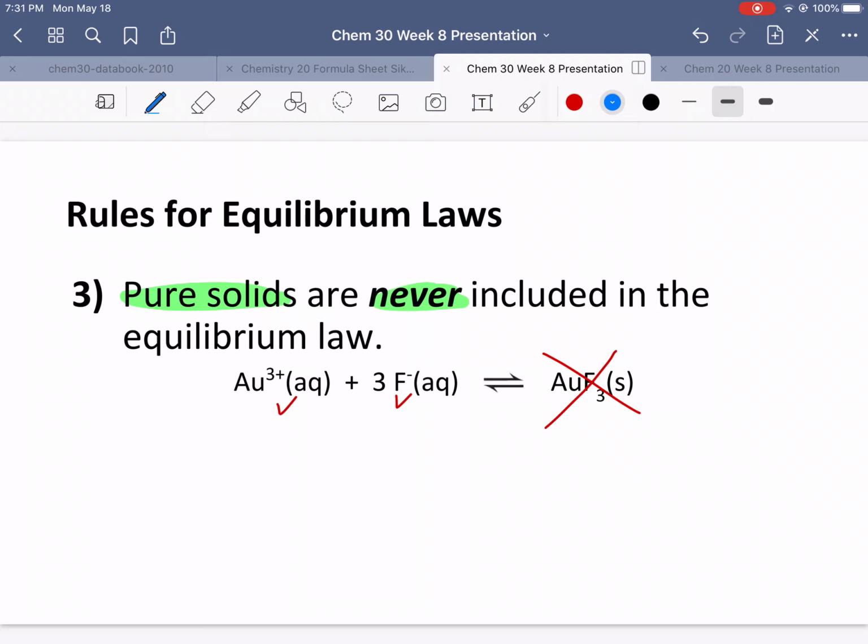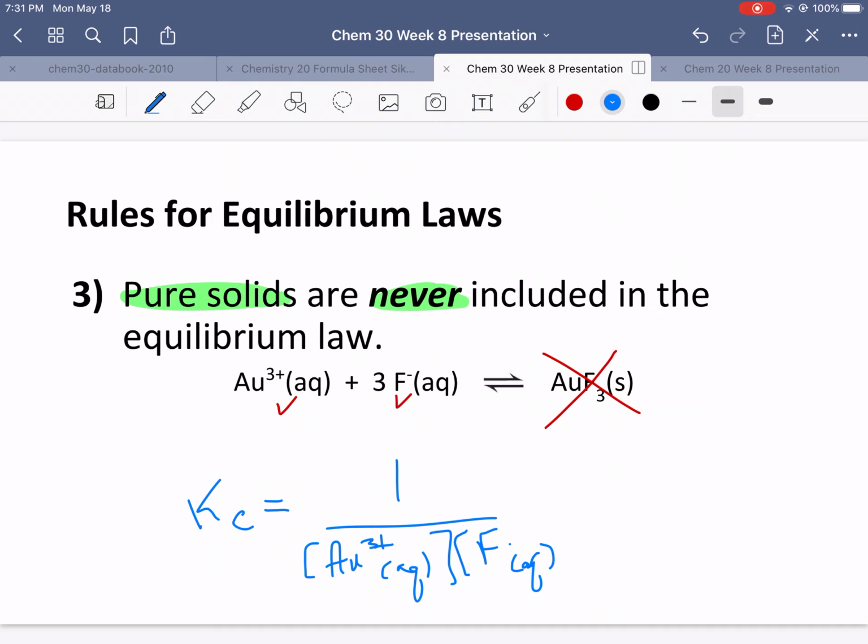Okay, we end up with then Kc equal to, if there is no concentration to put for the products, I put a 1. We still have to have an entity there. It's not 0. Then on the bottom, we're going to have Au3 plus aqueous, square brackets, times F negative aqueous to the exponent 3. And there you have it. I know that the 1 might be confusing. Here's the deal.